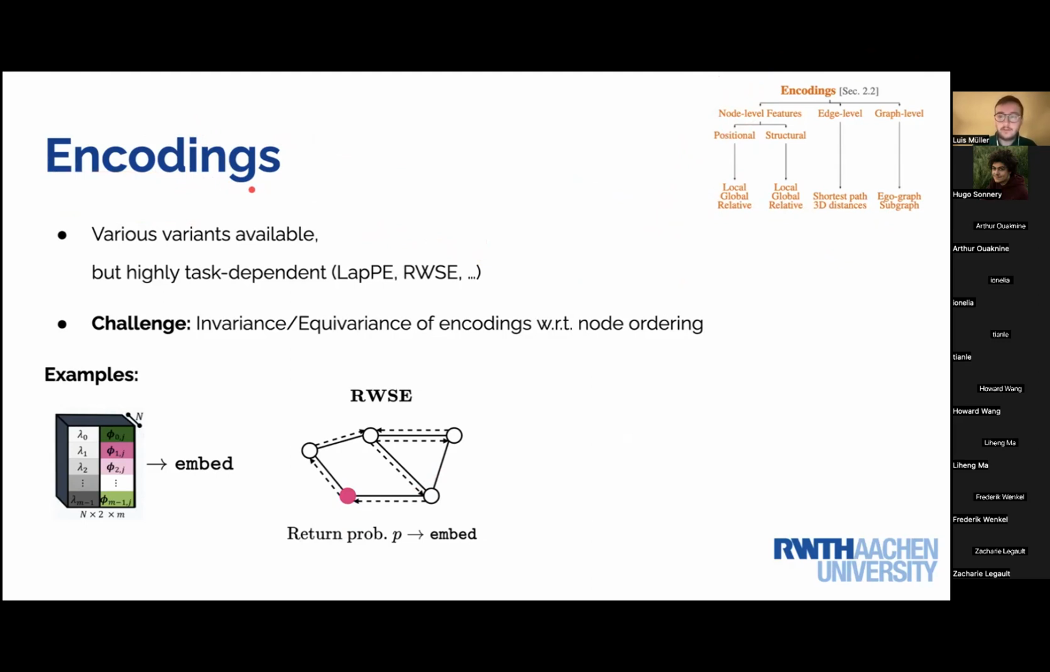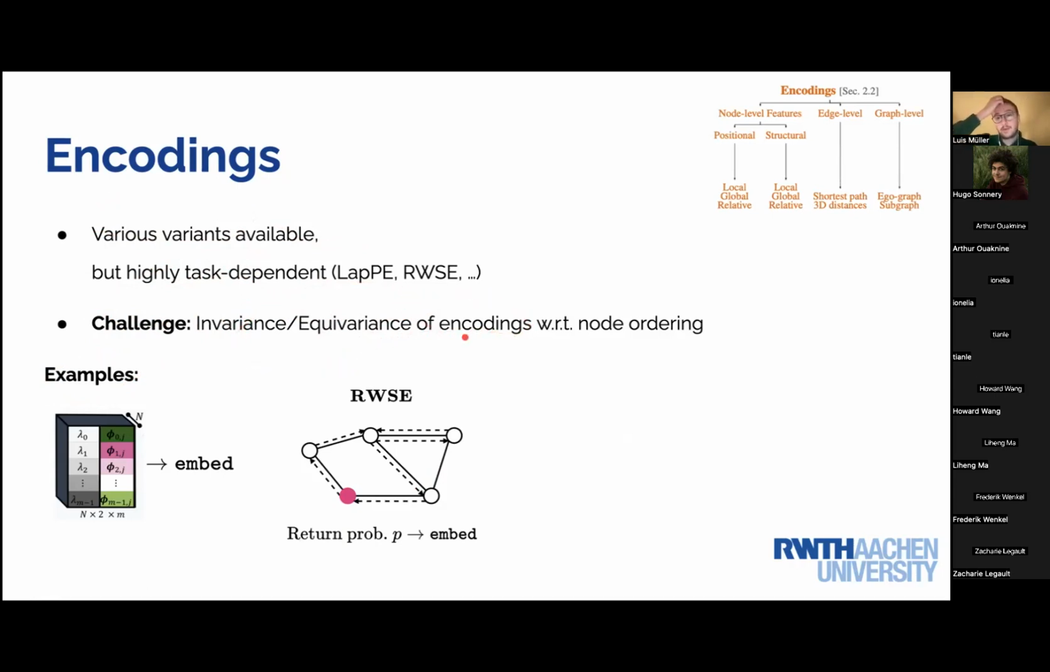As I said, they have very high importance because it's all about introducing structure into the graph transformer. As we've seen, there are various variants available, but we also see that they're task dependent. On some tasks, the Laplacian position encodings work better. On other tasks, the random walk structural encodings work better. So basically the biggest challenge in designing them, apart from obviously making them less task dependent, so more general encodings are important, but also respecting invariance, equivariance of the encodings with respect to the node ordering.